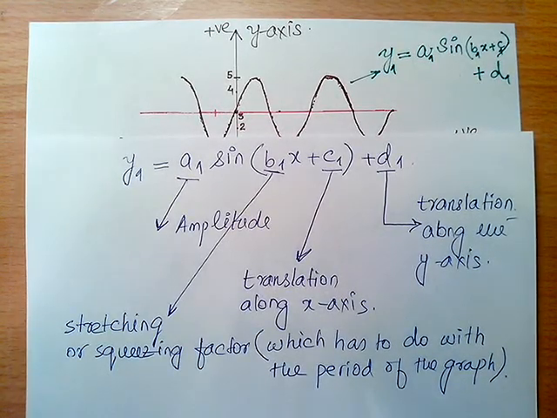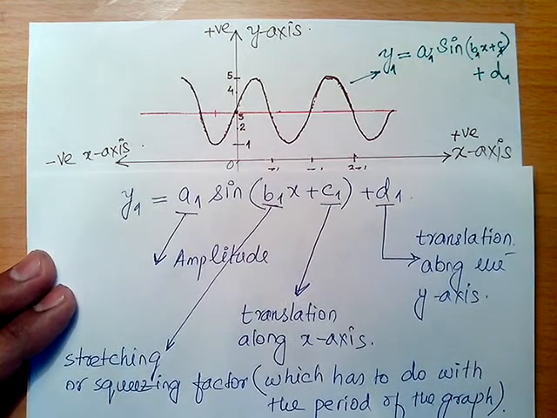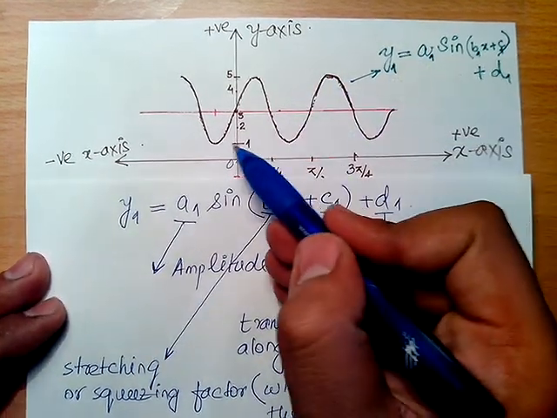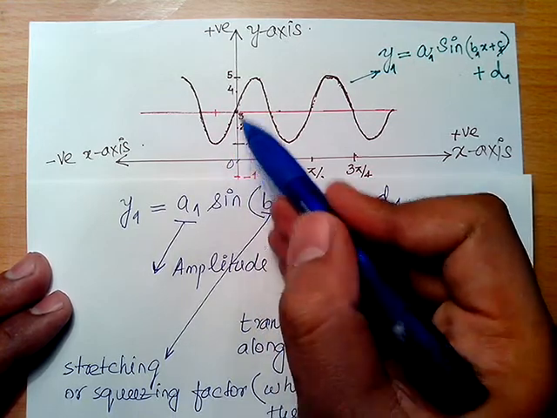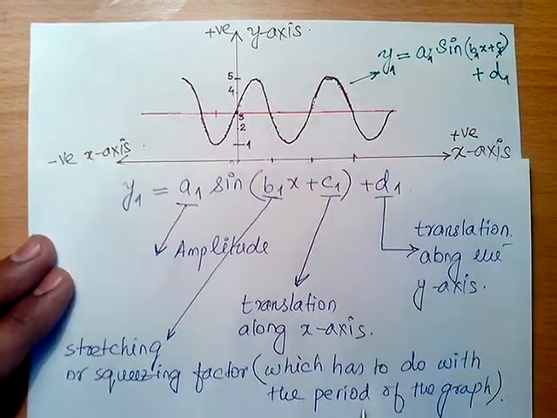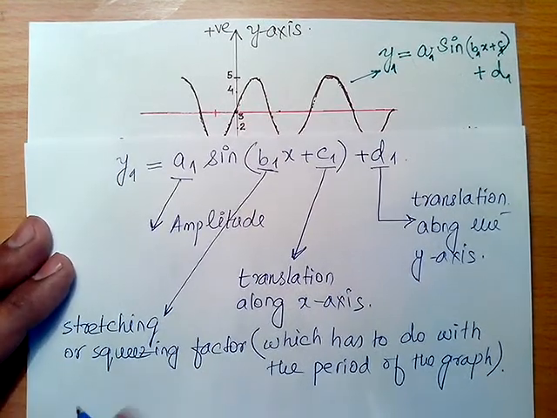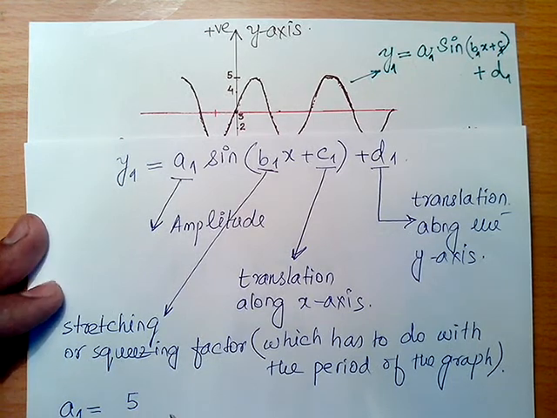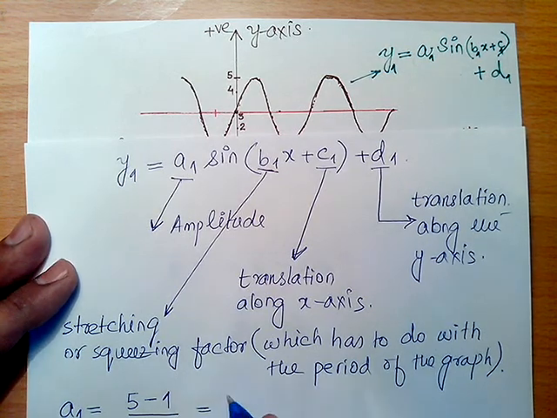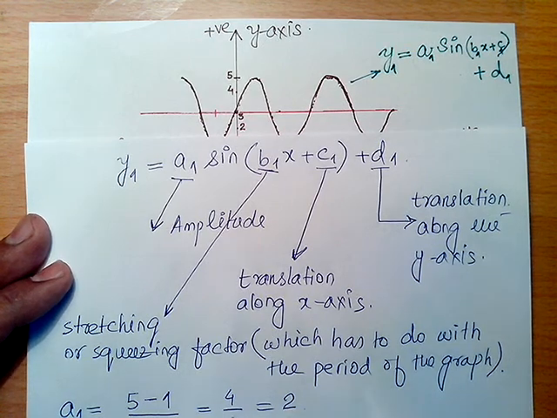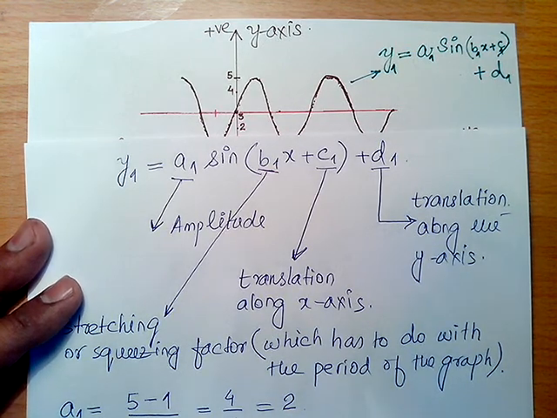So first of all, we need to find a1. If you look at the graph, you see that the deepest point of this graph is 1 and the highest point is 5. So the formula to find the amplitude is a1 equals the highest point, which is 5, minus the deepest point, which is 1, divided by 2. This is 4 divided by 2, which is 2. So this is a1.